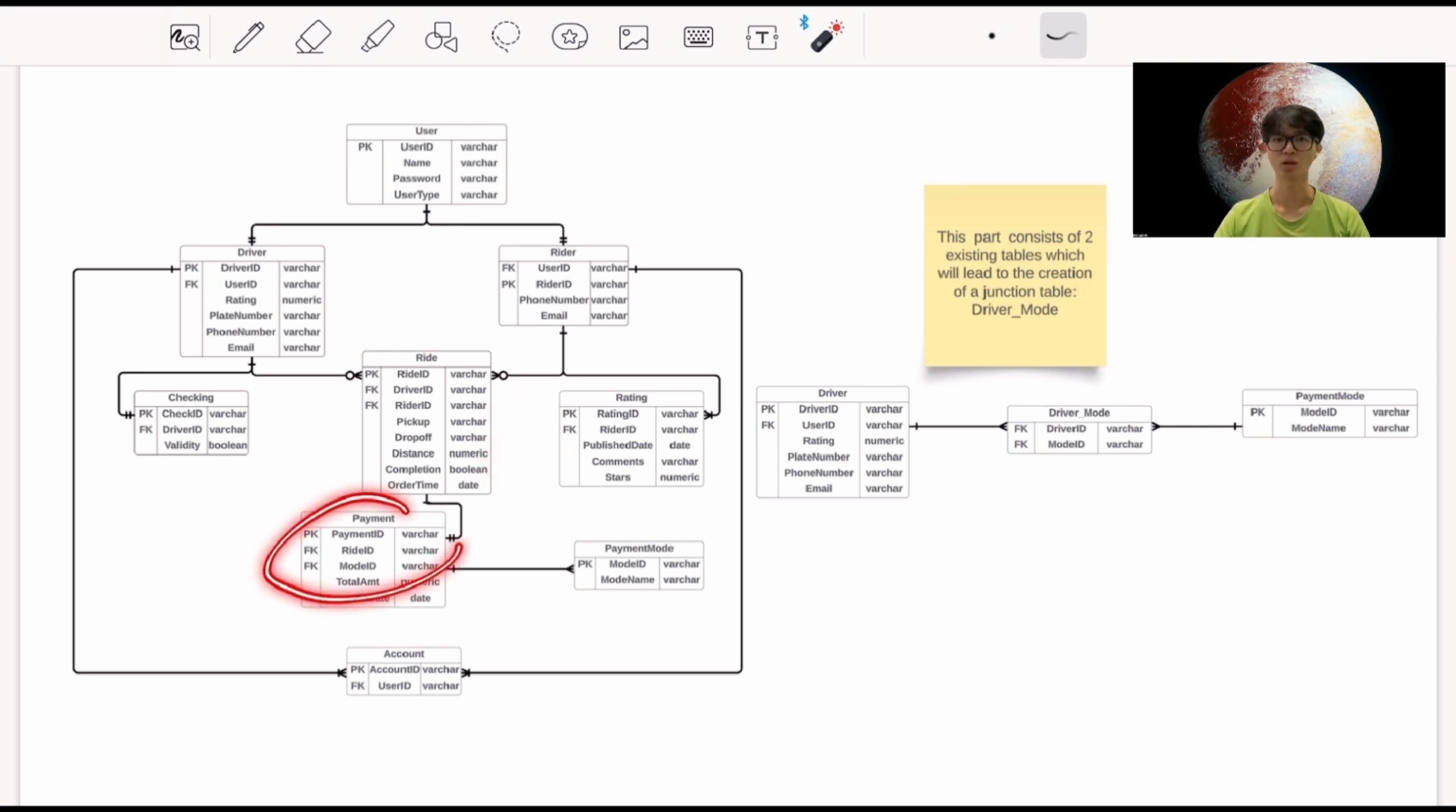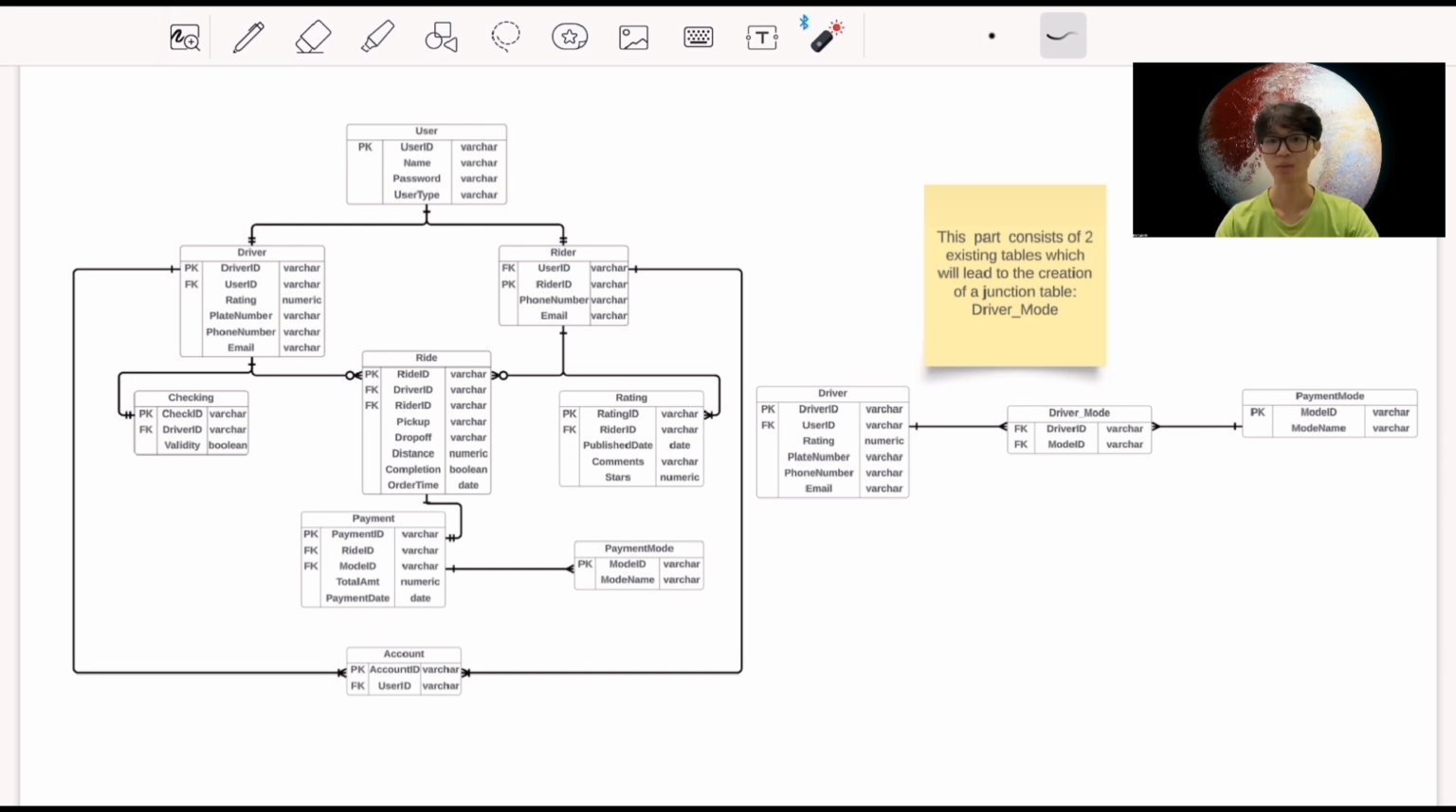Fourth, payment table linked to the ride table using ride ID as a foreign key, associated with the payment mode table through mode ID, which defines the payment method. Example, cash, credit. Fifth, payment mode table stores different modes of payment with mode ID as the primary key.